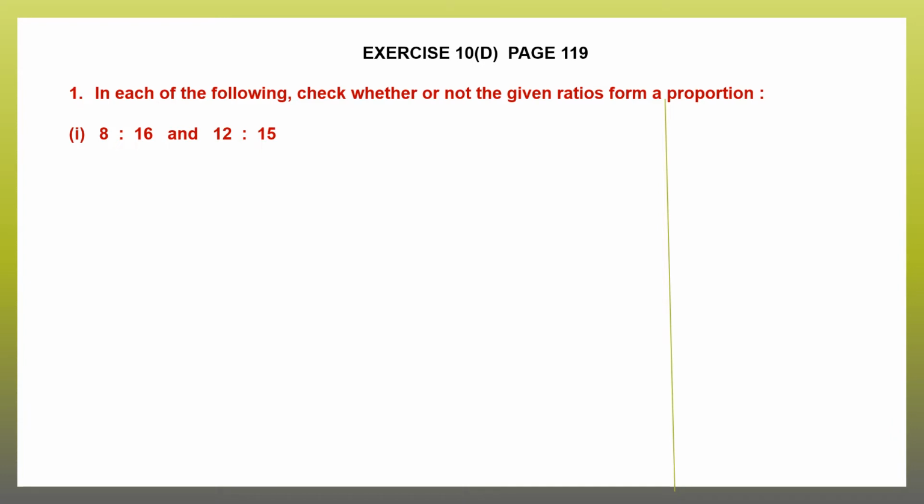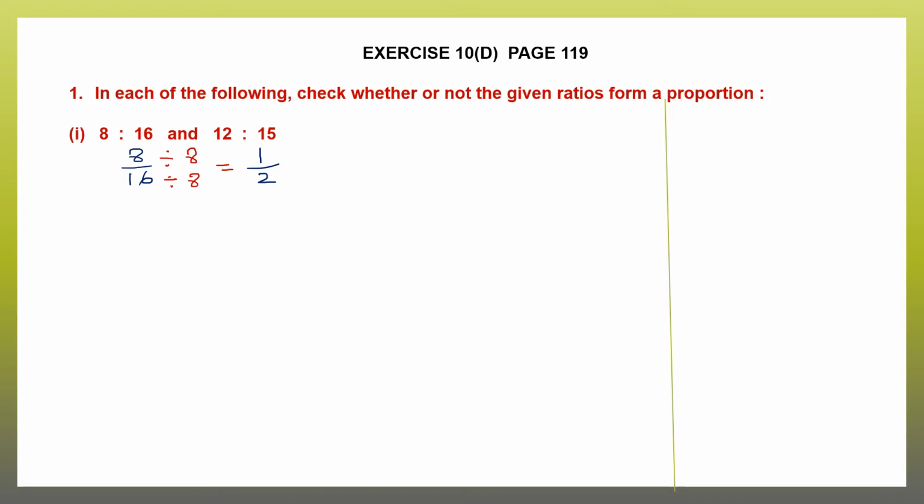So let's take the first ratio. 8 is to 16. We'll write it as a fraction and we'll reduce it to the lowest term by dividing it by a common factor. So here the common factor is 8. So let's see. 8 into what is 8? 8 ones are 8 and 8 twos are 16. So we reduce 8 is to 16 to 1 by 2.